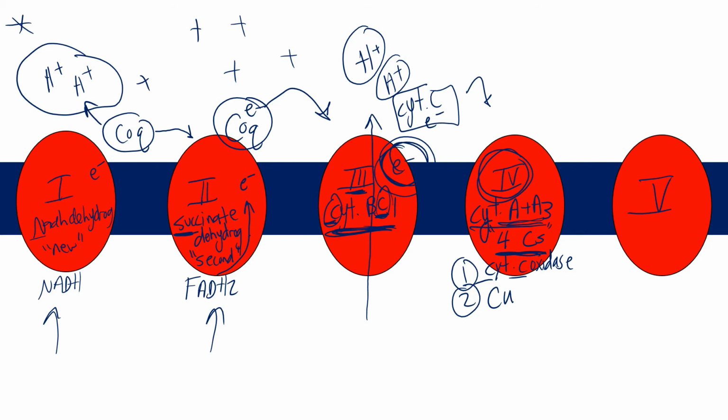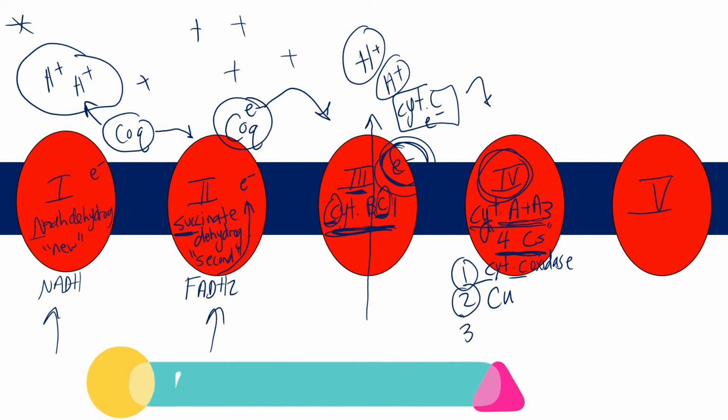The way you remember that is because cytochrome A plus A3 should help you remember we're dealing with the 4 C's of cytochrome at complex 4. So we have cytochrome C oxidase, which is the other name besides cytochrome A plus A3, and we have copper that is needed as a cofactor to run this complex 4.